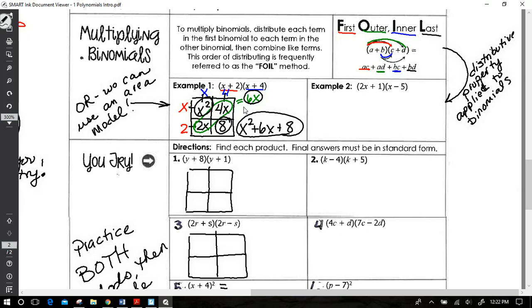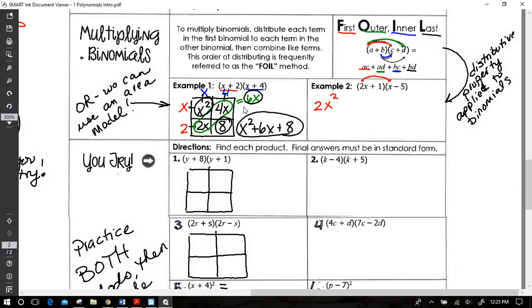Let's take a look at how the FOIL method works. Now, unfortunately, I only have these 4 colors to use on my smartboard. I would have preferred to use a different color other than black, simply because black is the color of the problem, but there's no way for me to use a 4th color here, okay? So first would be the first term from the first binomial and the first term from the second binomial. So the first times the first is going to be 2 times 1 is 2, x times x is x squared.